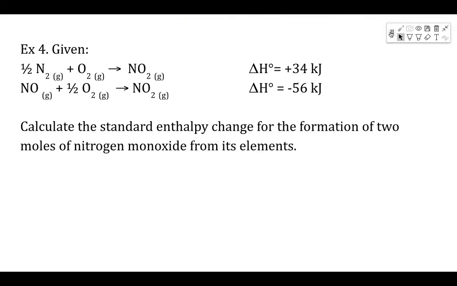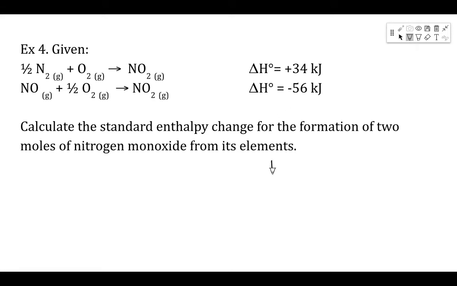Right, this is the fourth example for Hess's law. The only thing that's different about this particular example is that you're not clearly given the target equation. When I say that, I mean that you don't have an equation written specifically that tells you that is the target equation. Rather, they've given you a description of that target equation. And the description is this: the formation of 2 moles of nitrogen monoxide from its elements. That is the equation that they are describing.